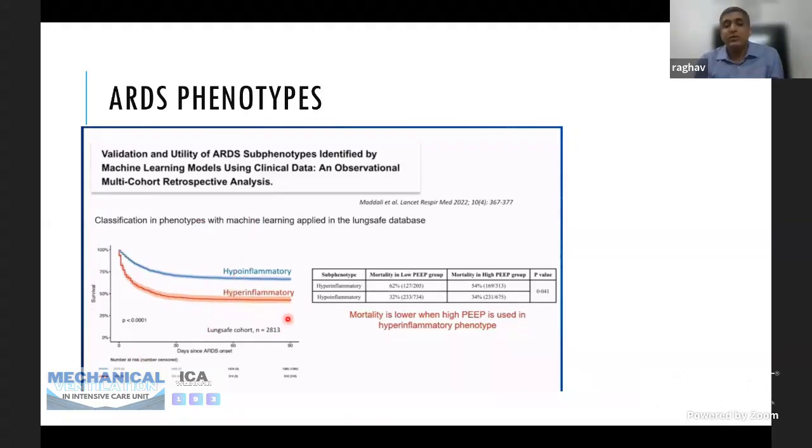And it has also been shown that the mortality is lower when high PEEP is used in hyperinflammatory phenotype. So if you get to know the phenotype of your ARDS patient, and if it is hyperinflammatory, go for higher PEEP, or at least try higher PEEP.